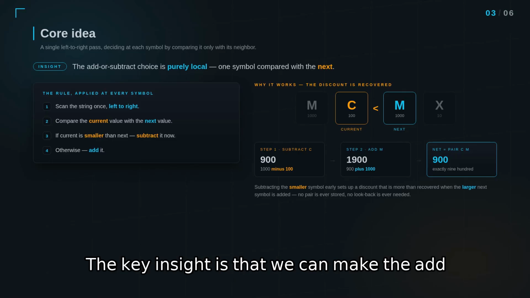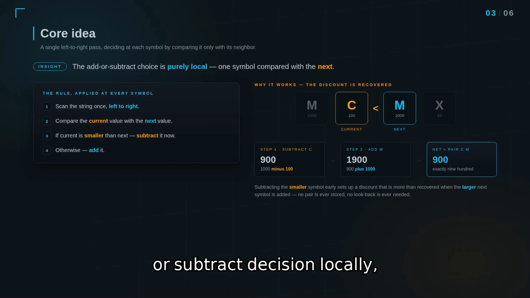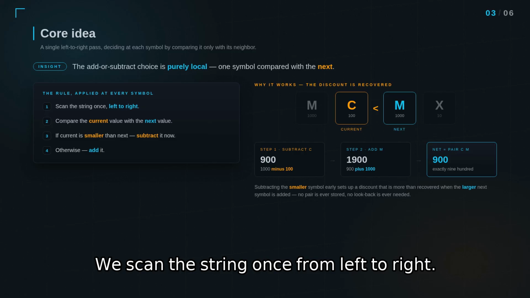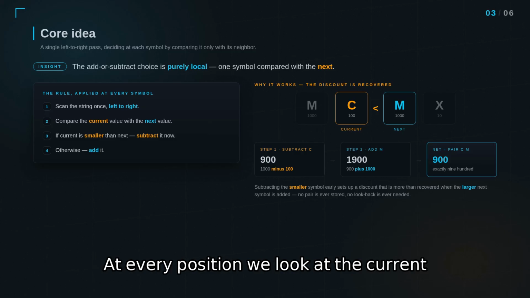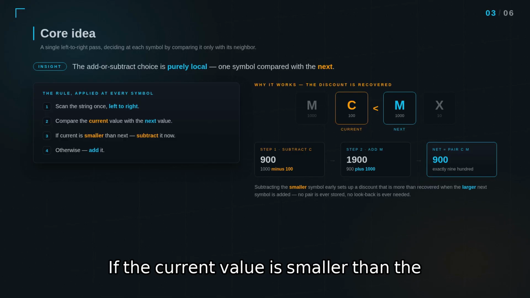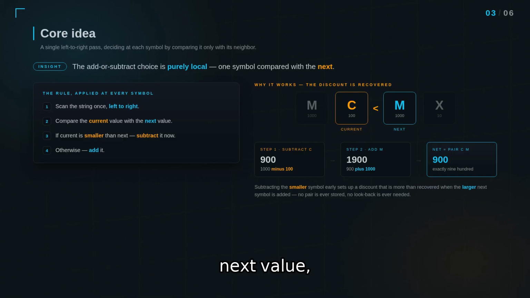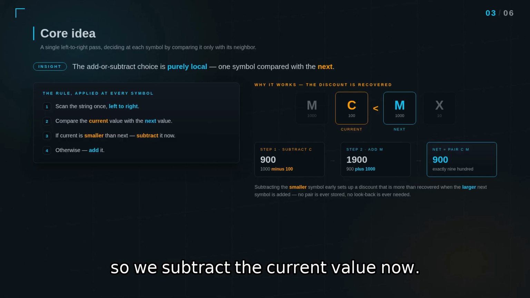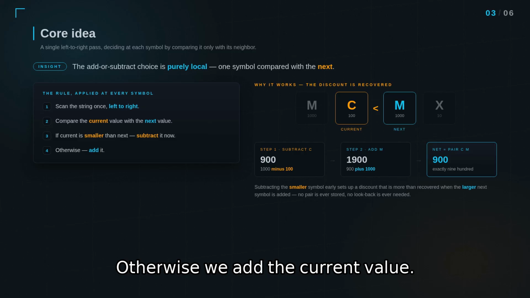Core idea. The key insight is that we can make the add or subtract decision locally, just by comparing each symbol with the one that follows it. We scan the string once from left to right. At every position, we look at the current symbol and the next symbol. If the current value is smaller than the next value, we are standing on the front half of a subtractive pair. So we subtract the current value now. Otherwise, we add the current value.